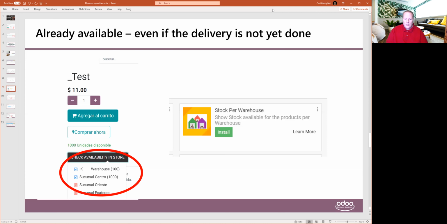So here is what we are seeing now in the website after I have validated this test product. We can see that the warehouse is showing 100 and the Sucursal Centro is showing 1000. In order to see these amounts in the website, there is an excellent extension in Odoo called Stock per Warehouse. It is created by Webcool and it is a highly recommended add-on.